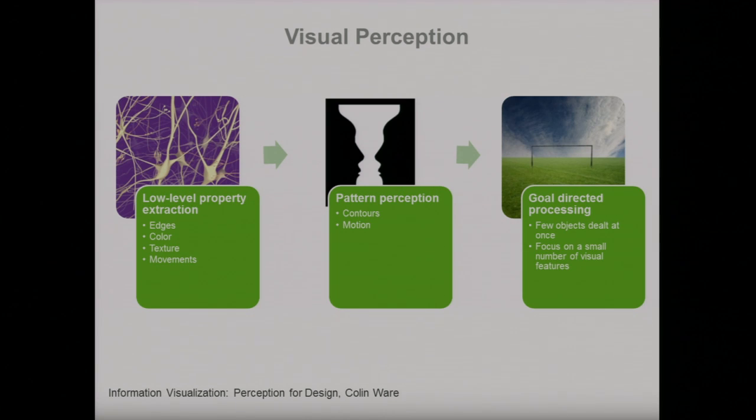So we have something called visual perception. We like to divide this into three stages. The first, second, and the third stage. The first stage is all about neurons. We can detect edges, color, texture, movements. The second part is more of pattern, contours, motion. And then the third part here is about us actually thinking about and seeing and trying to interpret data.